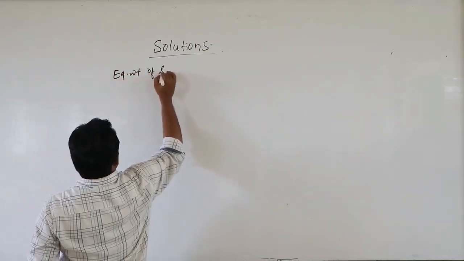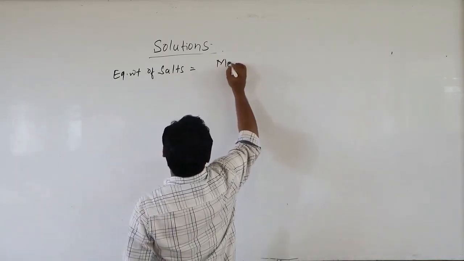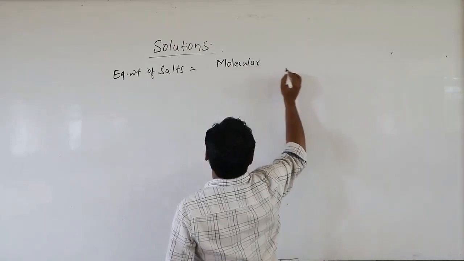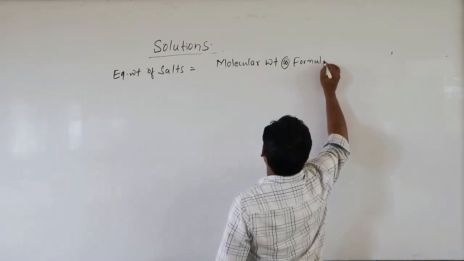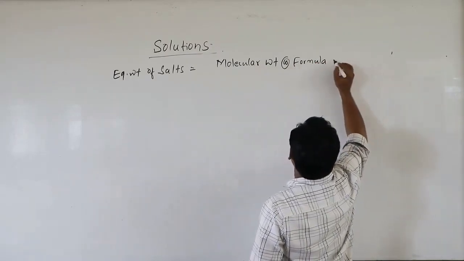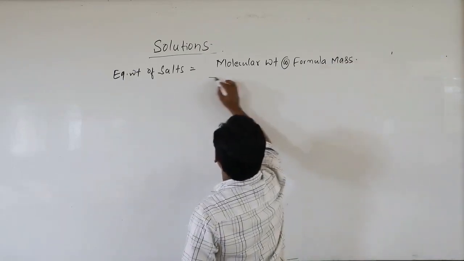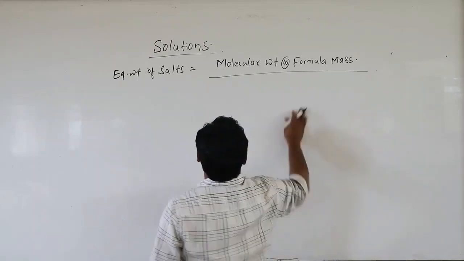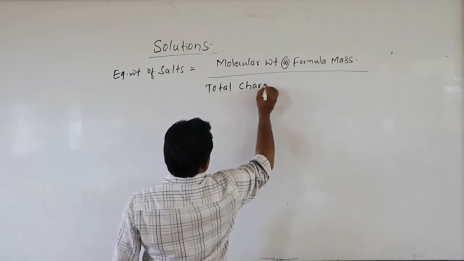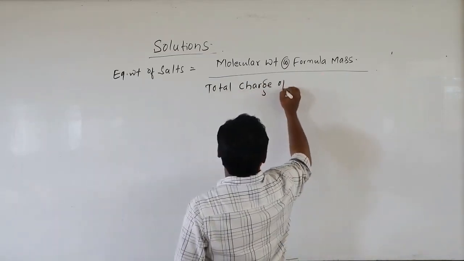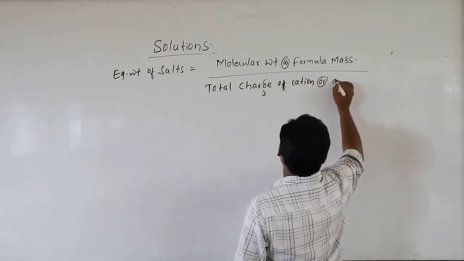Now we will calculate the equivalent weight of salts. That is formula mass divided by total charge of cation or anion.